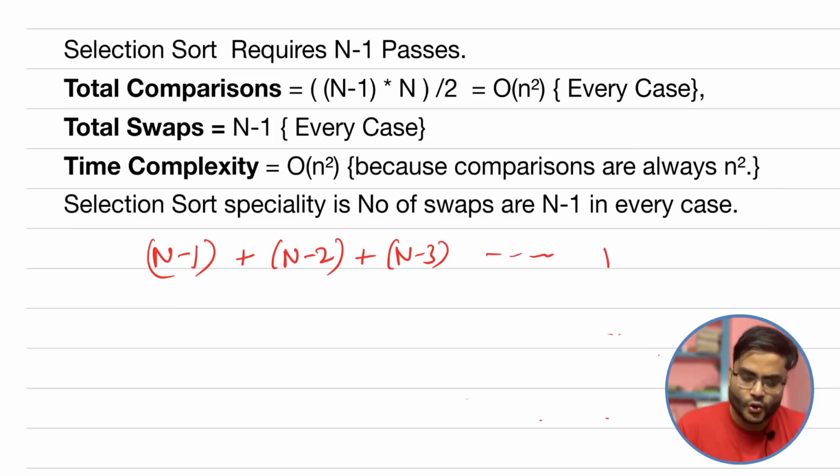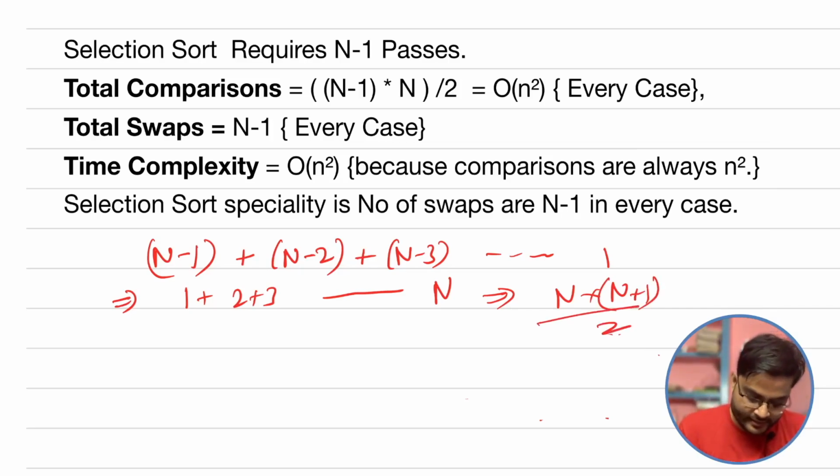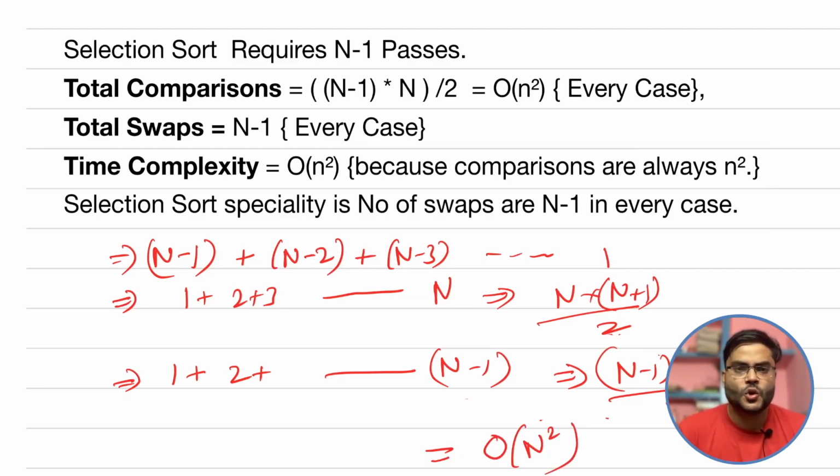So if you do this, we have 1 plus 2 plus 3 up to n, a summation. What is it? n into n plus 1 by 2, right? Here we are doing the same. We are running for 1, then 2, till n-1 times. So it will be nothing but n-1 into n by 2 times, which is order of n square. So the number of comparisons is order of n square.